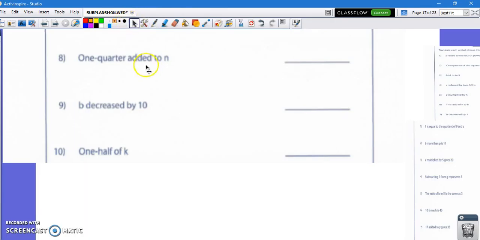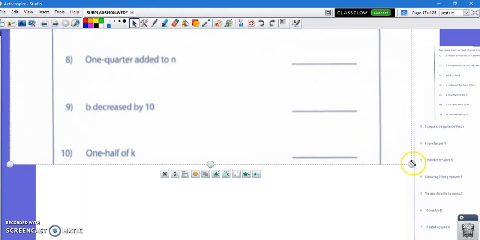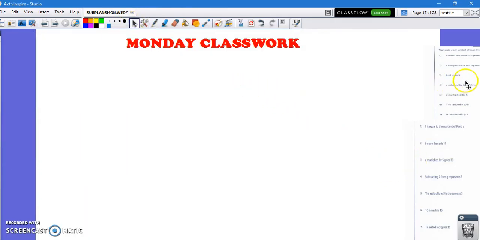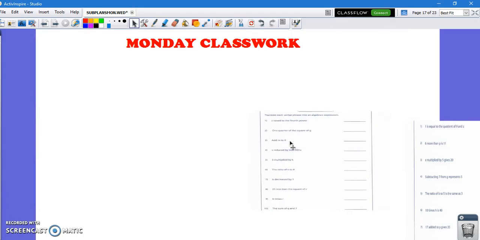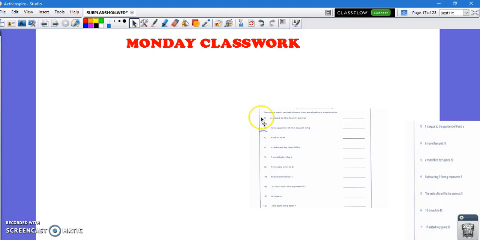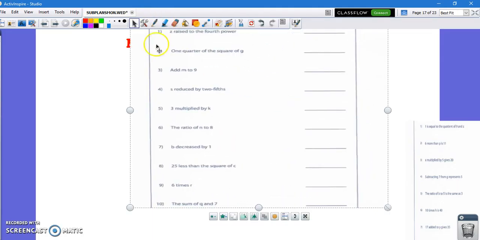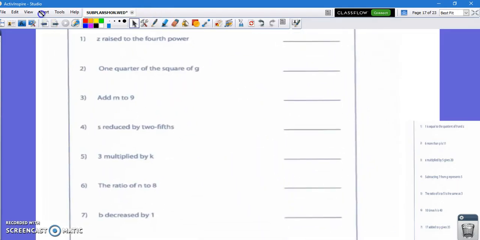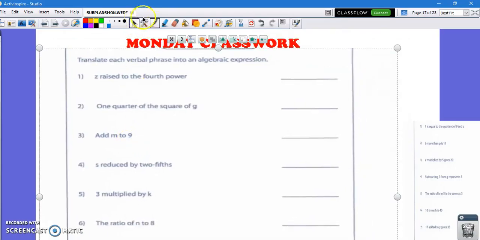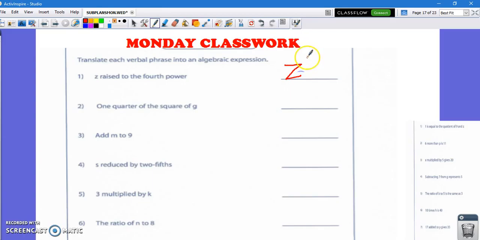Your next sheet for your classwork, I think, is this one. Something about a z. Z raised to the 4th power. Oh, there's an exponent in there, huh? Z raised to the 4th power.